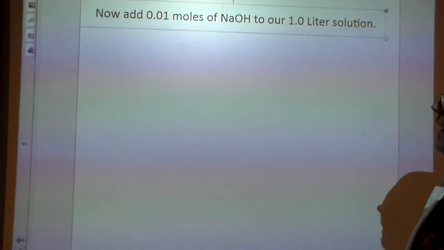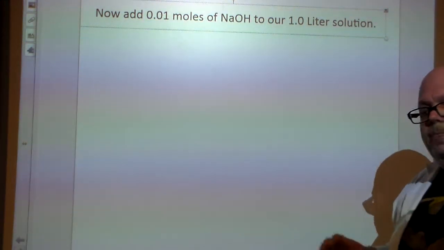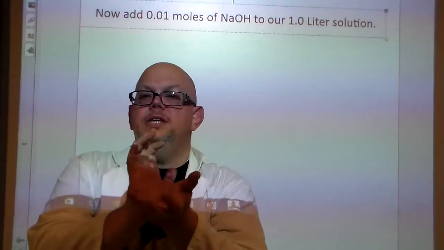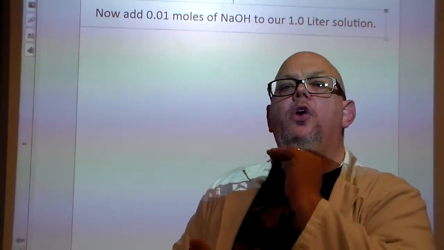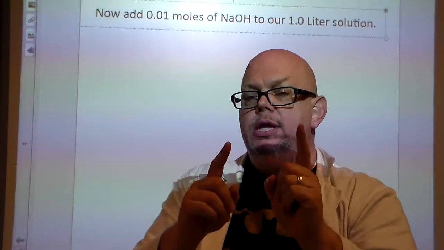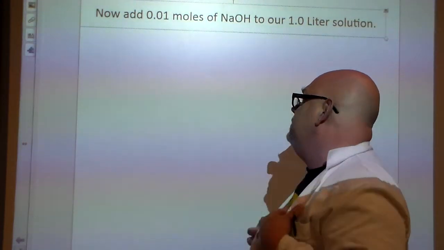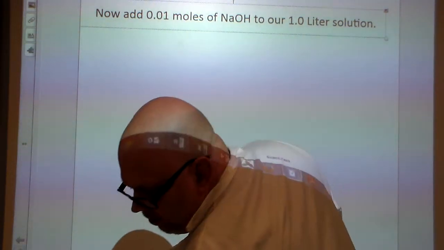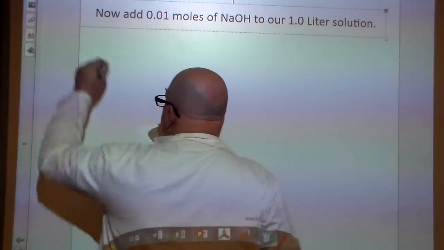Let's add something. Let's add 0.01 moles of NaOH to our 1 liter solution. Okay, what does that mean? The entire container, beaker, flask, whatever you want to call it, the entire thing of all the liquids, our solutions, is 1 liter. Okay, and that's going to help make some calculations easier. Now we're going to throw in 0.01 moles of NaOH in there. Perfect. Now, here's the thing though. We need to do some stoichiometry.